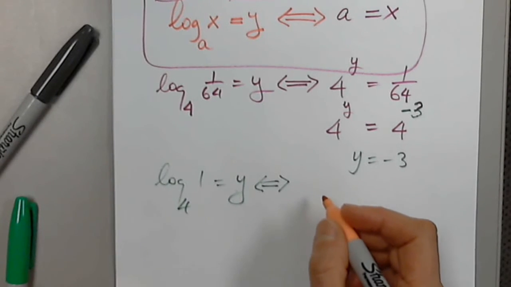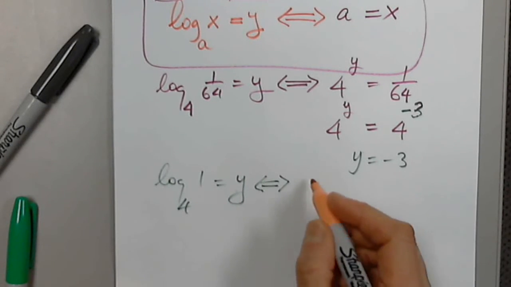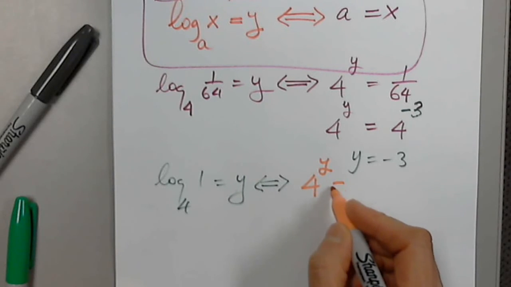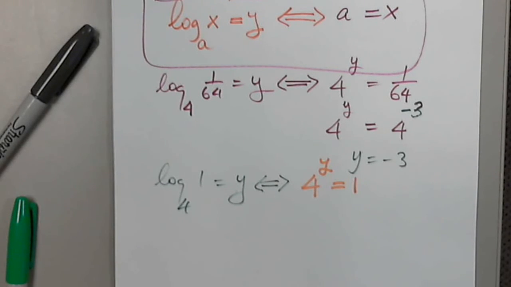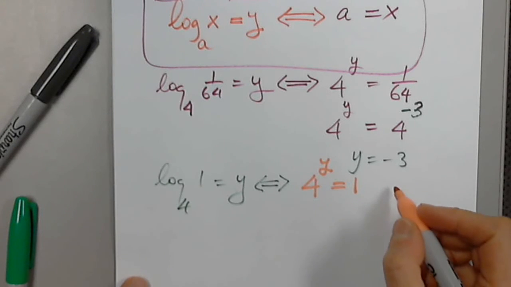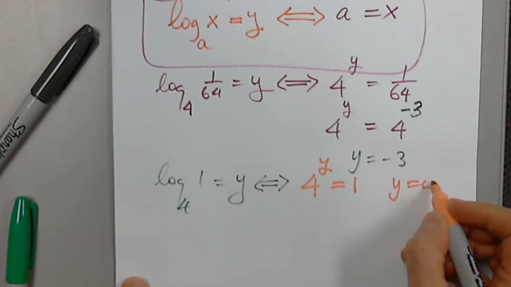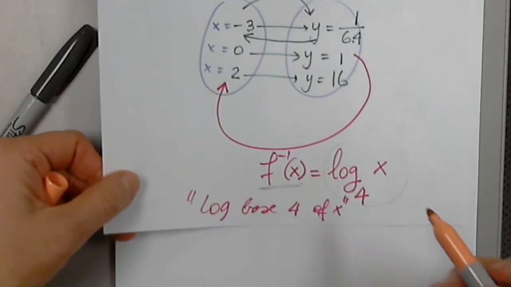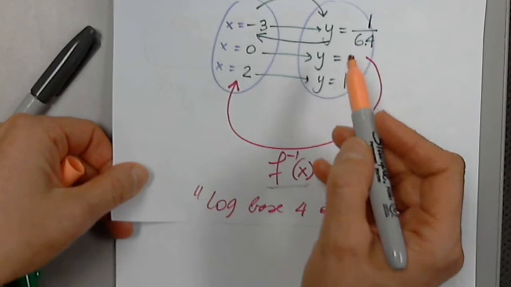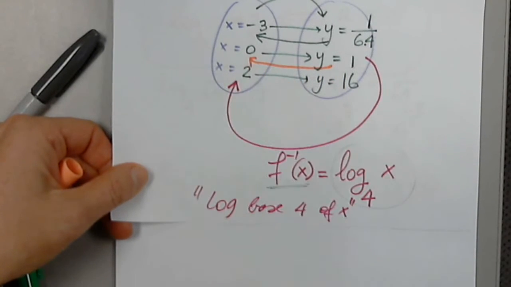So 4 raised to y equals, perfect. Again, I have to think now. Well, the left-hand side equals the right-hand side, and I have to think, okay, what number should I have here so that 4 raised to that number is 1? And the only answer is 0. Good. So we showed that we applied log base 4 to 1, and we obtained back what?